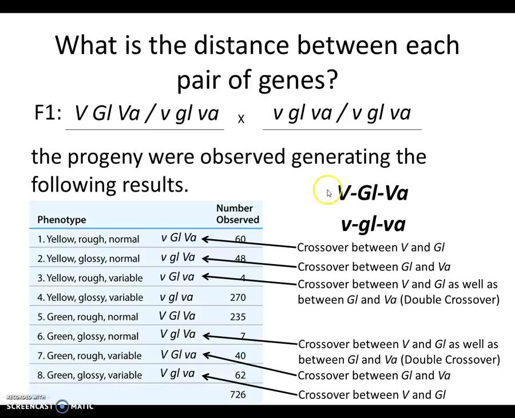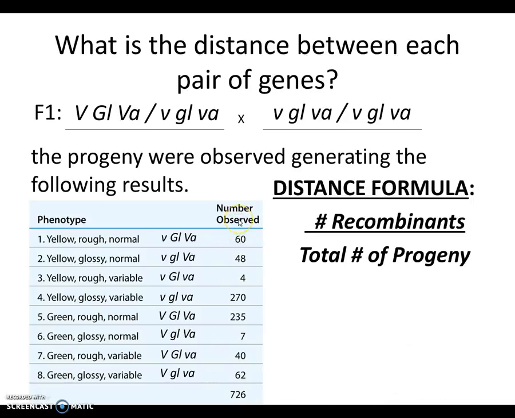So this is the first step in trying to answer this question. What is the distance between each of the genes? First, I need to recognize which of these outcomes has crossovers where, right? So now I know when there was crossing over between V and GL: this one, this one, this one, and that one. And when there was crossing over between GL and VA: again, here, here, here, and here. All right. So we're going to use that information to calculate the distances.